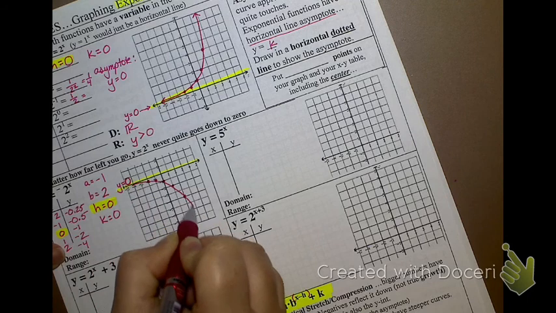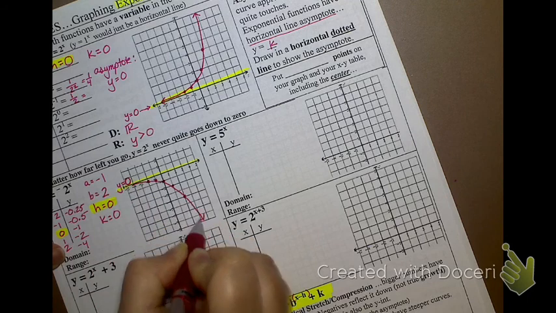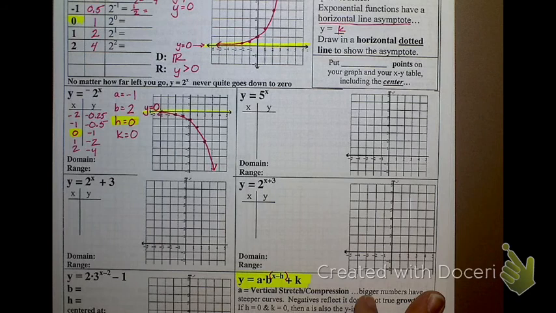Do you see the vertical reflection? But Mrs. Franken, that's going down. How does that represent exponential growth? It's what's growing?